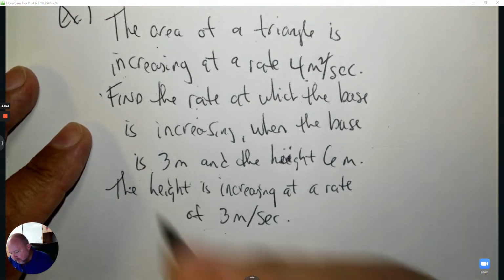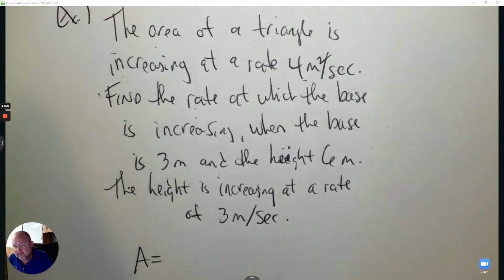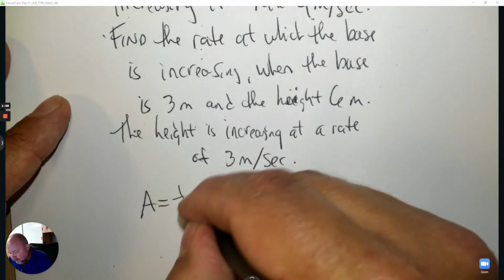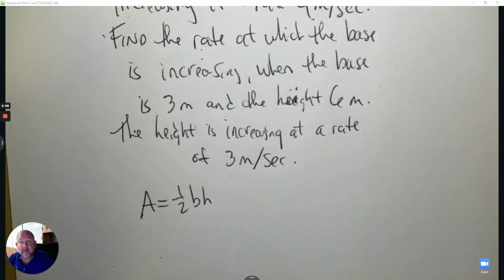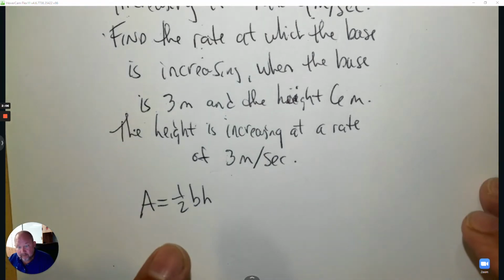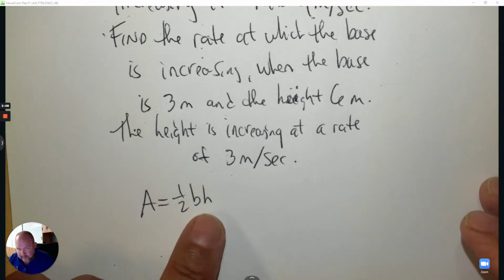So step 1 is the area of a triangle is half the base times the height. So we first need to write down the formula for what you're looking for. So in your quiz you're doing, it's going to be a rectangle. What's the formula for a rectangle? You need to know that. So half the base times the height.